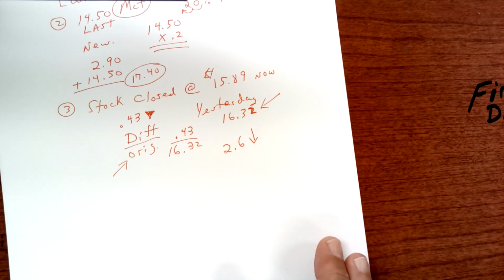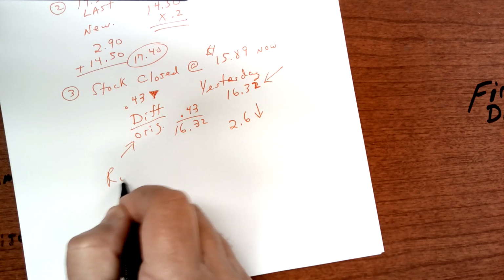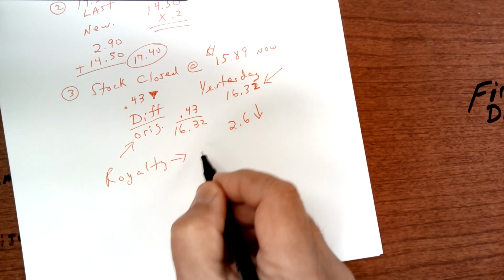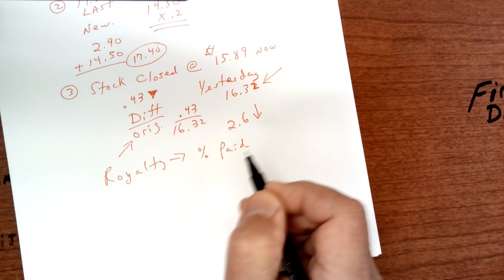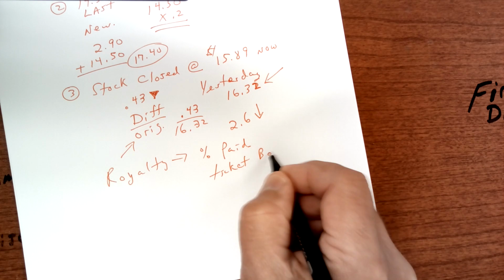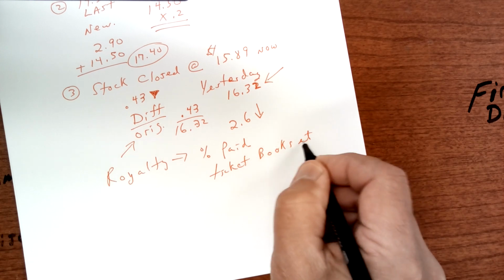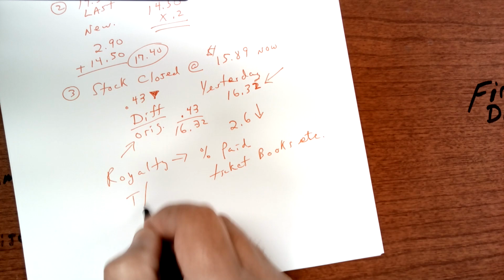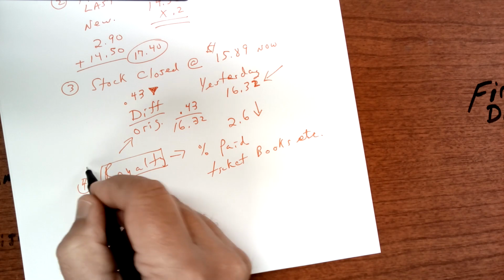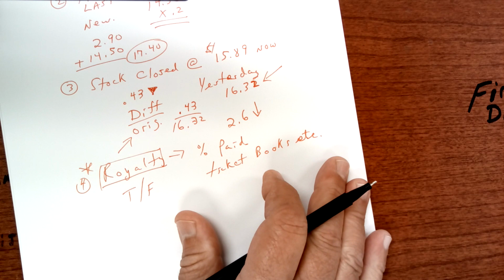Royalty is a percentage paid on the money earned from the sale of items such as tickets, books, arts, music, CDs. Royalty. Is that true or false? It is a percentage paid for tickets, books, etc. You're going to have to look that one up. That's true or false. So just Google royalty. Put a star by that. I'm going to let you look that one up. All right, number 5.